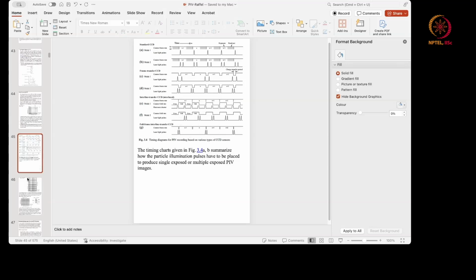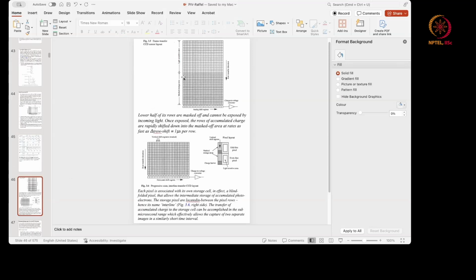In the case of frame transfer mode, the lower half of the rows are all masked off and cannot be exposed by the incoming light. Once exposed, the rows of accumulated charge transfer rapidly downwards into this masked off region with about 1 microsecond per row. That is then converted to an analog charge to voltage register, and this becomes accessible for the next image.